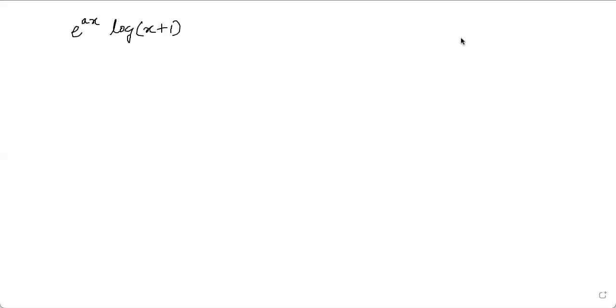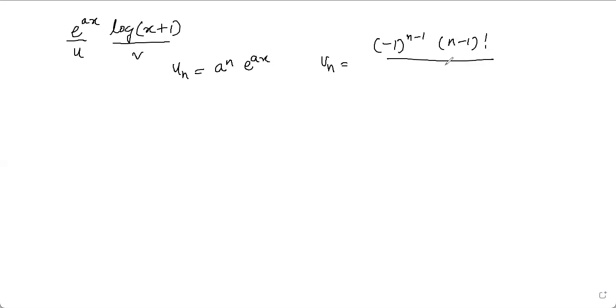Let us find the nth derivative of this. Let us consider this as u and this as v. Now un is a power n e to the power of ax, and vn will be minus 1 to the power of n minus 1, n minus 1 factorial by x plus 1 to the power of n.